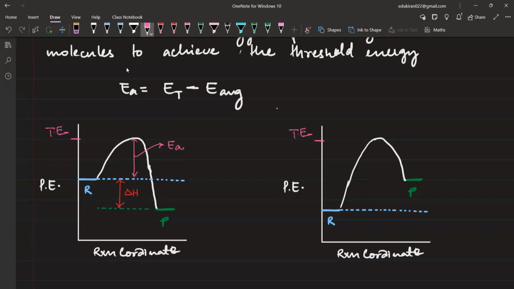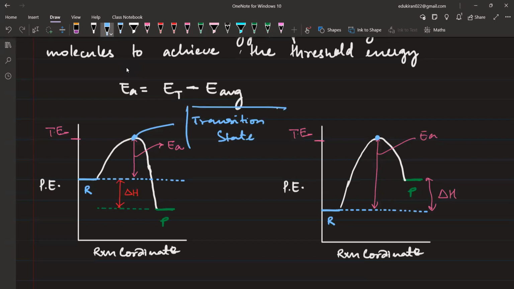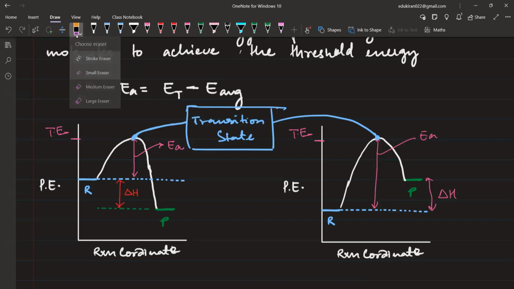Now this is the activation energy still. The energy between reactant and product, this is still delta H. ठीक है. Now important thing यहाँ पे जो है, that is this point. ये जो point है आपका, the point at which the energy is highest, इसको बोलते हैं transition state. Transition state. ठीक है, this point. चलिए, please draw these two.